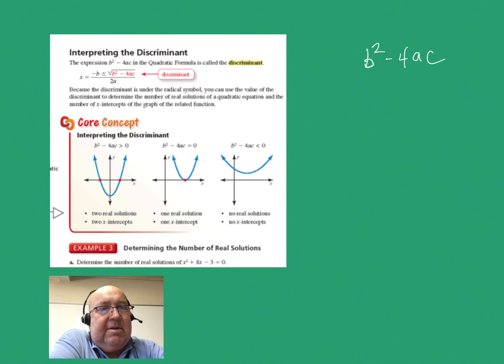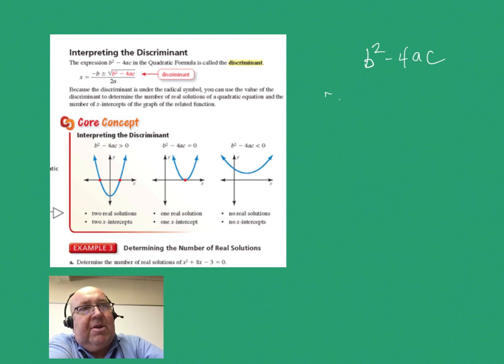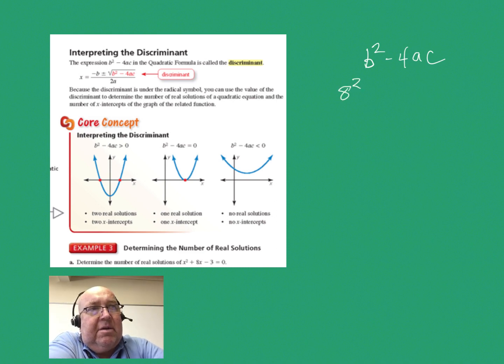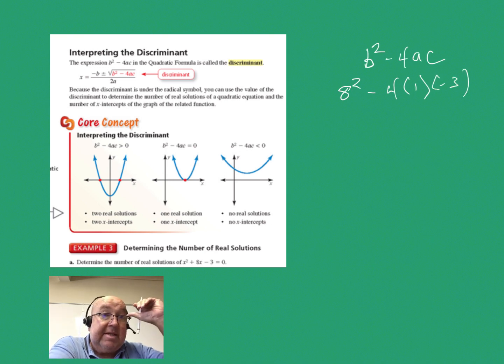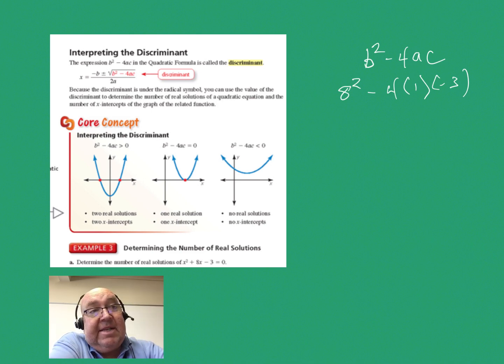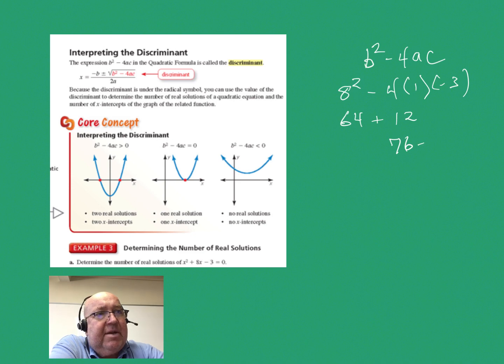So let's look at this one. We have negative 8, or nope, I did the whole equation, I'm just doing the discriminant. So we've got 8 squared minus 4 times our a value, which is 1, and our c value, which is negative 3. So 4 times 1 times negative 3, we have 64. 4 times 1 times 3 is negative 12, and we'll end up adding the 12 because we're subtracting a negative. So our discriminant is 76. There are two solutions.